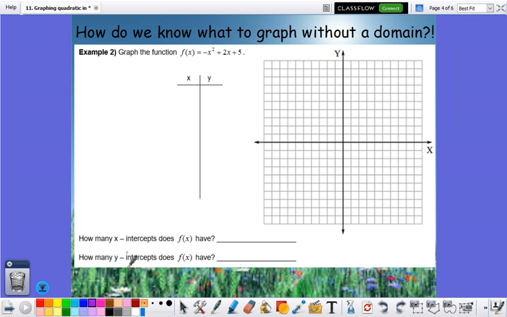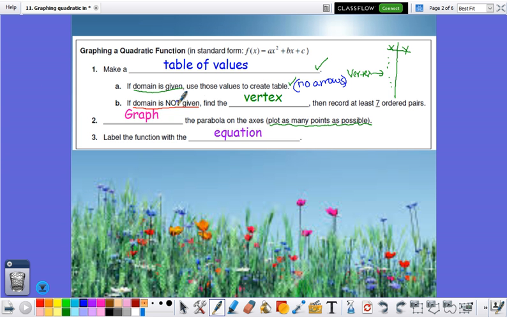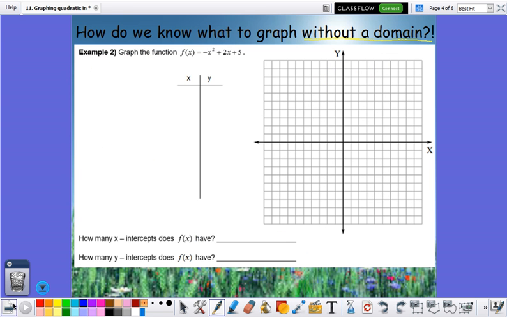All right, let's take a look at example 2. But how do I know how to graph it if it did not give me a domain? So now I can't just assume that every single graph will start at -3 and stop at +3. So instead, let's go back to our notes, and it says when a domain is not given, we have to find the vertex first. Well, we've been practicing finding the vertex.